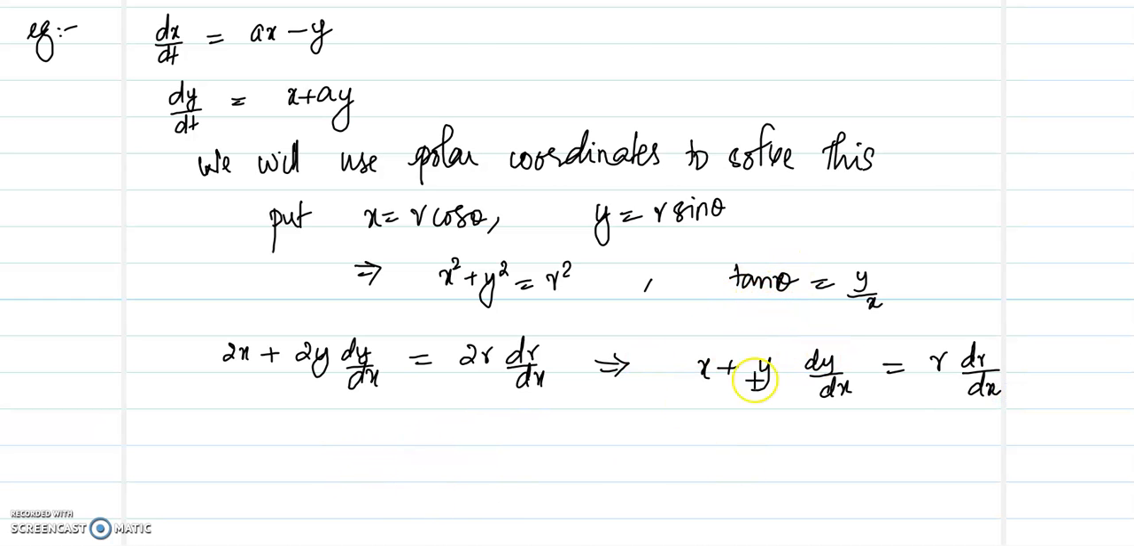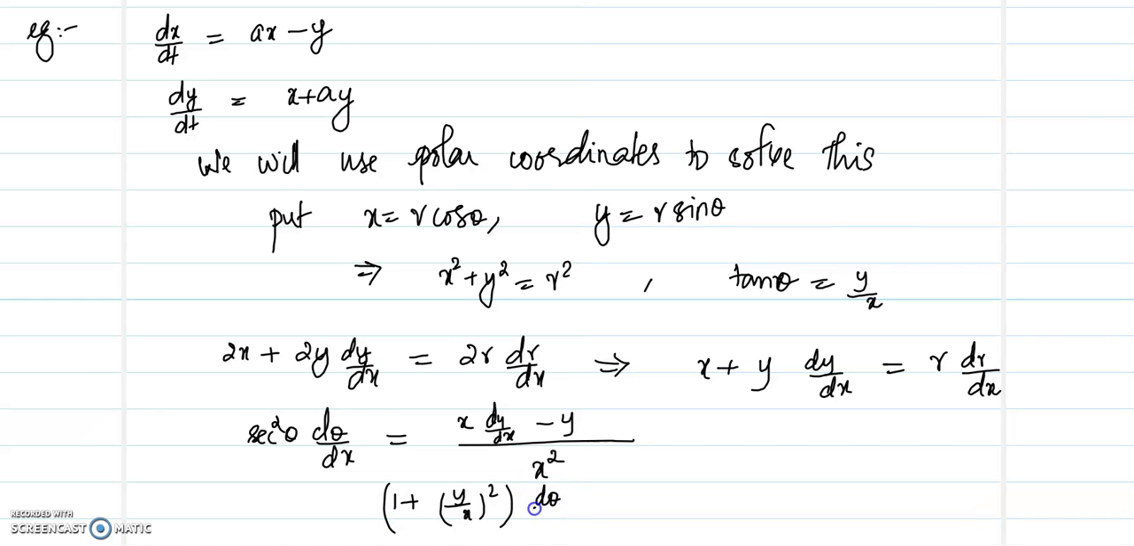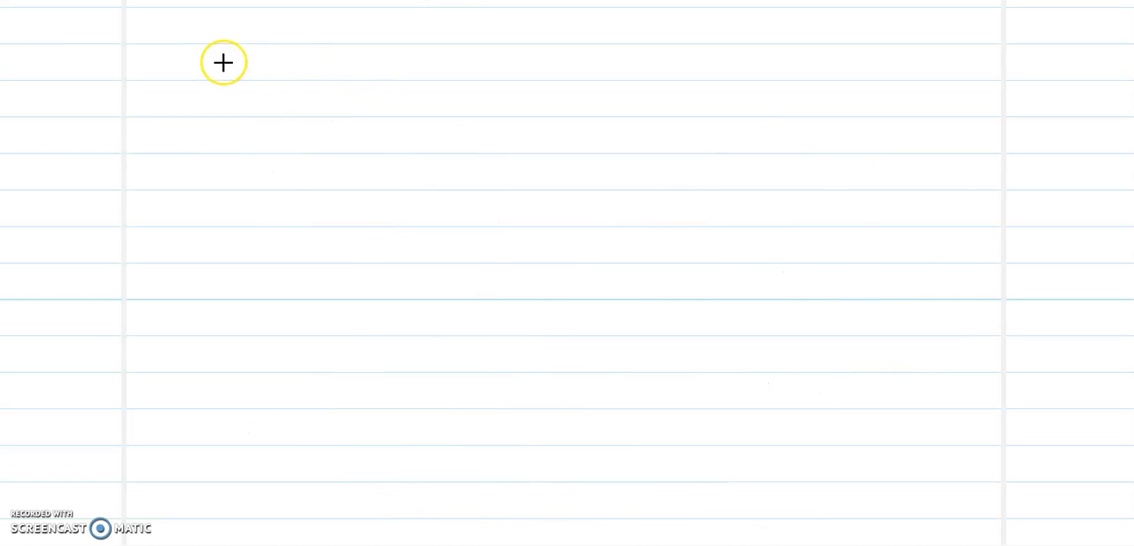Now when we differentiate the second equation with respect to x, we will be getting sec square theta d theta by dx equal to, here we will use the quotient rule, so we will be getting one over denominator x square, so x into dy by dx minus y into 1. Now sec square theta will be 1 plus tan square theta, that is 1 plus y by x whole square, d theta by dx equal to x dy by dx minus y by x square. So here you multiply by x square and the denominators cancel out.